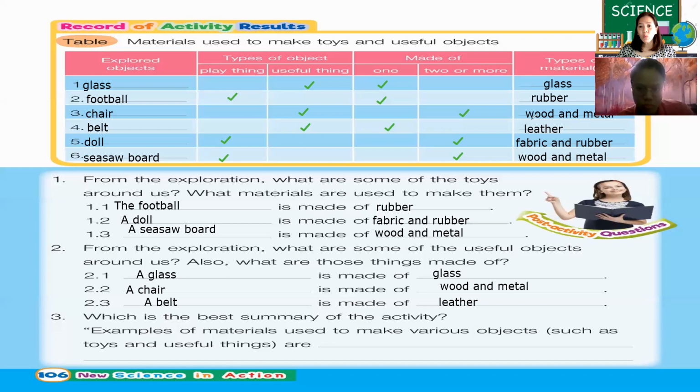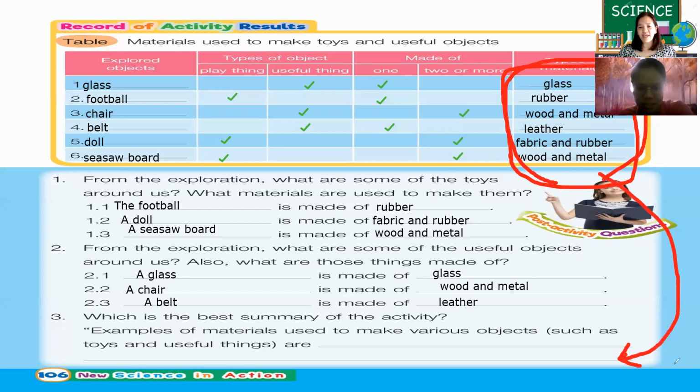Obviously, we have the wood. These are the materials, guys. I will circle it with red color. Those are the materials, so you can answer number 3 using those words, okay? So we're not going to write it anymore because the clue is already here. You just write these materials down there. Understand, grade 2? I think that you understand.